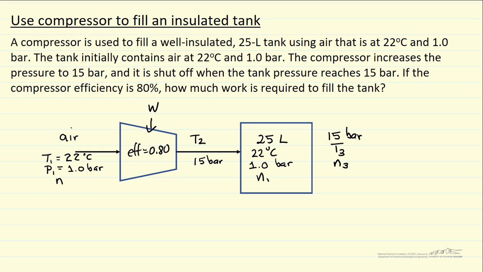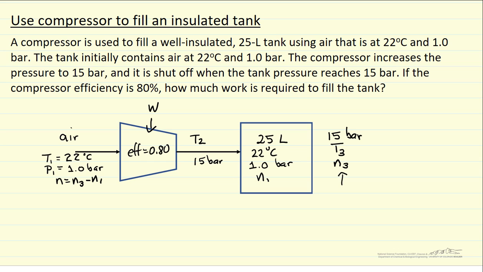So I've labeled the diagram, the starting conditions in the tank, call N1 the number of moles in the tank, beginning. At the end, we're going to end up at 15 bar, temperature T3 that we have to determine, and the number of moles N3. So the number of moles that we flow into the compressor, that number N, is N3 minus N1.